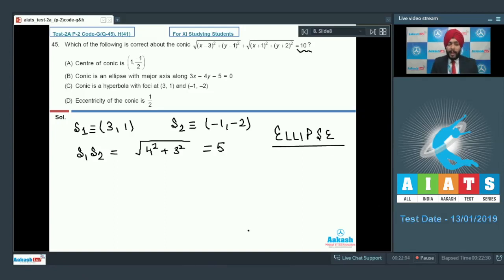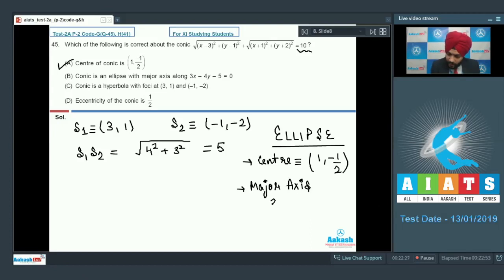So if two foci are given, I can find out the center. So A option talks about the center. The midpoint of the two foci, yes, it is 1 comma minus 1 by 2. Then I can talk about major axis. Major axis will be the line joining two foci. So yes, it is 3x minus 4y minus 5 equals 0. You can easily find out the line joining these 2 points. Conic is a hyperbola with foci 3, 1 and minus 1, minus 2. It is wrong. It is an ellipse. For hyperbola, absolute difference of distances must be there.